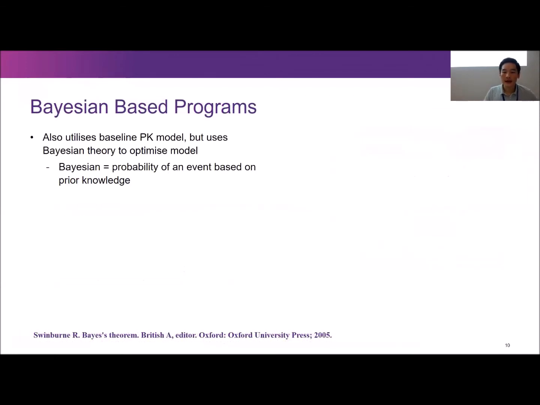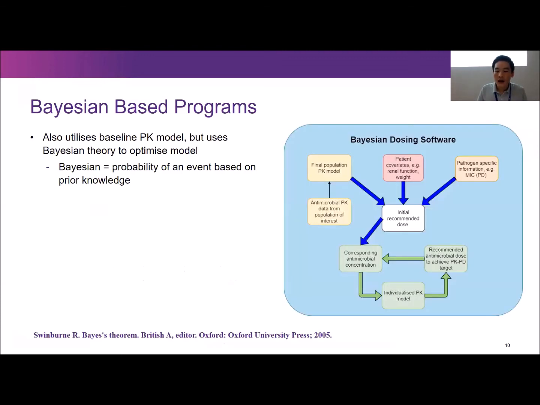The next dosing program that I'll be talking about is something that utilizes Bayesian forecasting or Bayesian theory. This is certainly not a dosing program that is new, but it's really had a resurgence in the past 10 to 15 years or so. It's very similar to the PK model that we talked about in the previous slide, but when you're using a Bayesian program, there is an additional step that allows you to actually individualize the pharmacokinetic model to your specific patient.